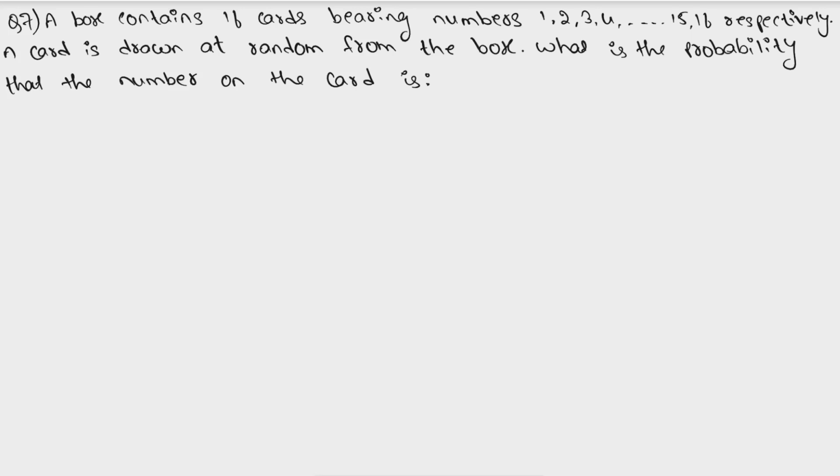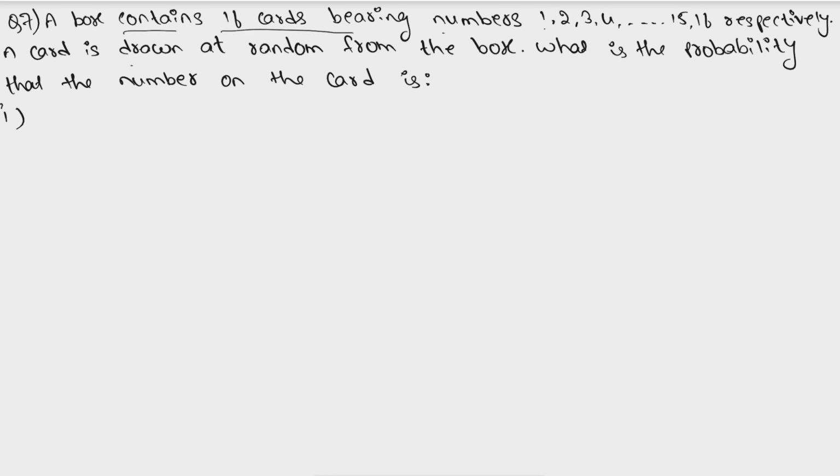So now let's go with our question number 7. Here we have our question. A box contains 16 cards where the numbers on the cards are from 1 to 16 respectively. And a card is drawn at random from the box. Out of 16, one card is drawn at random. And here we need to find the probability of that card in different cases.